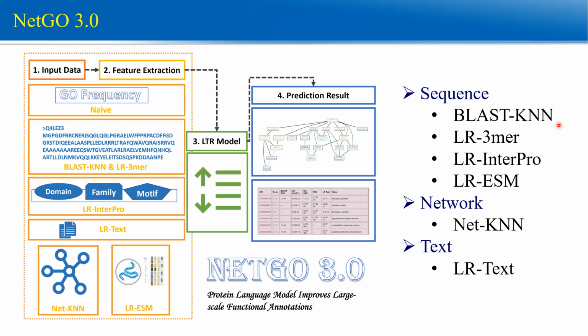Here we can see BLAST, KNN, LR-Seq, LR-InterPro, and LR-ESM use amino acid sequences, and NetGO uses the protein-protein interaction network, and LR-text extracts information from biomedical literature from PubMed. We believe that the learning-to-rank model can fuse these component methods effectively and make accurate predictions with the information.